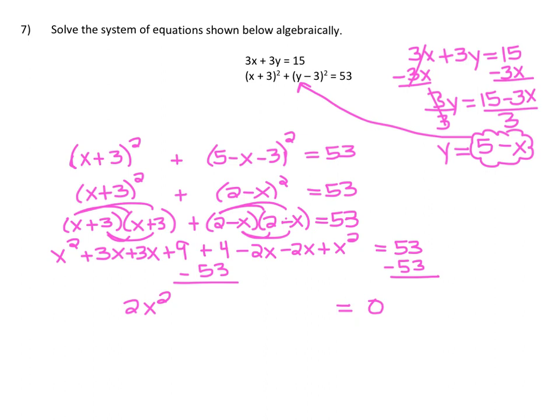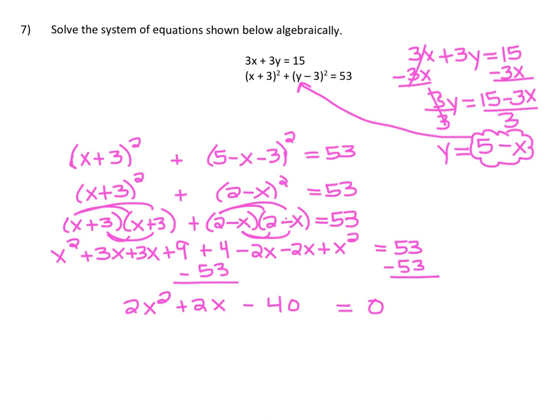All right, so now I can combine my 3x, negative 2x, and negative 2x. So 3 plus 3 is 6, minus 2 is 4, minus 2 is 2. So positive 2x. So I'll write plus 2x. And then I'm just going to combine my numbers. 9 plus 4 is 13, and 13 minus 53 is negative 40. All right, so here's our equation.